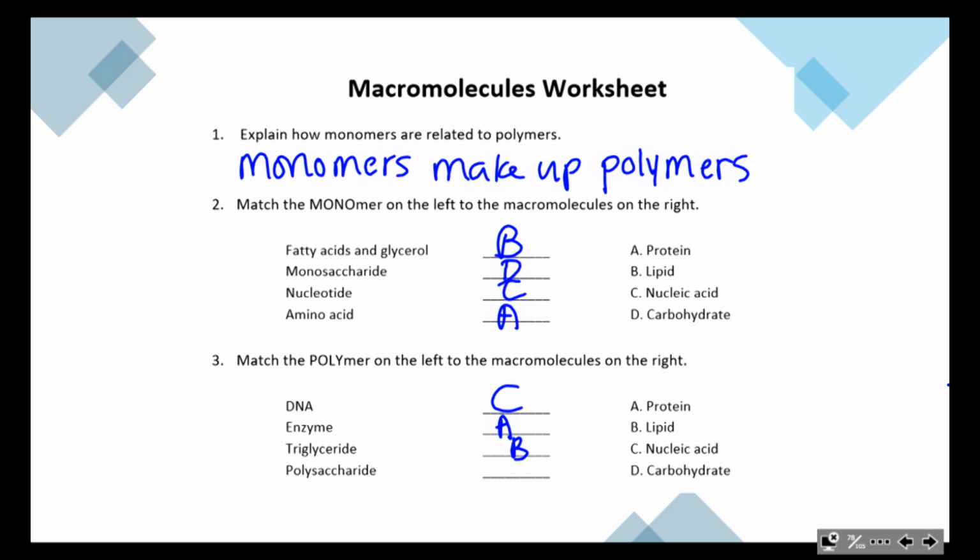Polysaccharide is a type of what? It's a type of carbohydrate. One thing I would point out real quick, hopefully y'all remember this from earlier in this unit, but look at these two words, saccharide, saccharide. They're both carbohydrates. Saccharide is just a word for sugar. So this is a simple sugar, this is a complex sugar, but they're both carbs.